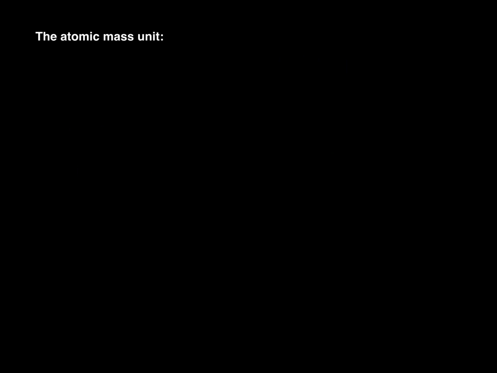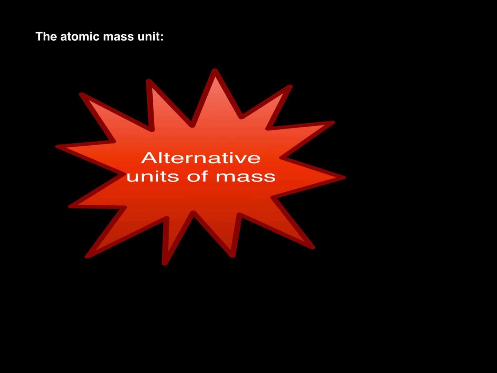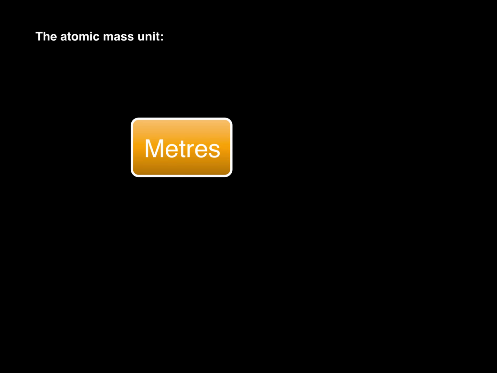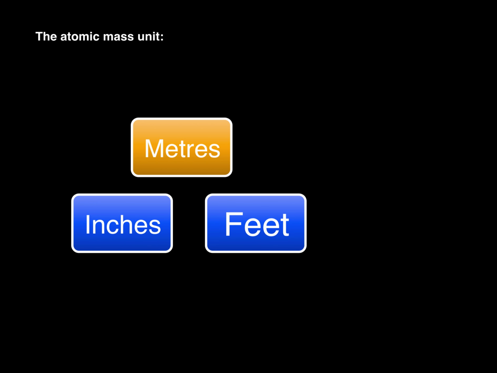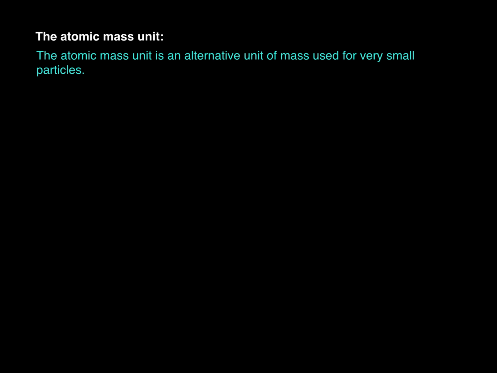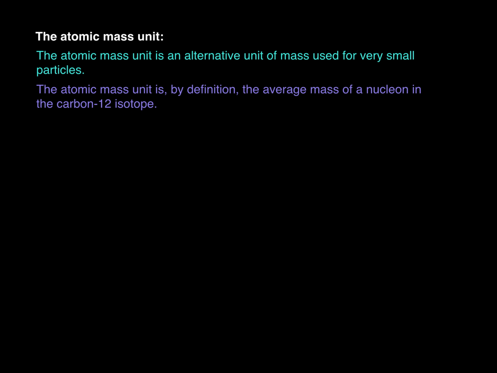We're going to be working with several different alternative units for mass as we study particle and atomic physics. This is just like how in Canada we use meters and in the States they use inches and feet. They're just alternative units to measure the same thing. The atomic mass unit is an alternative unit of mass used for very small particles. The atomic mass unit is, by definition, the average mass of a nucleon in the carbon-12 isotope.